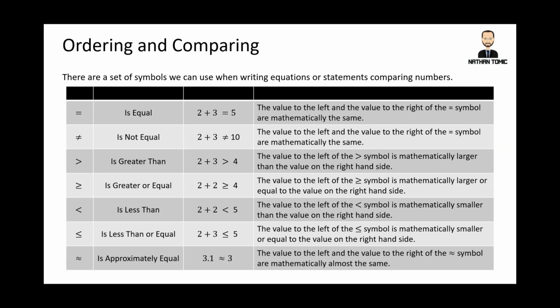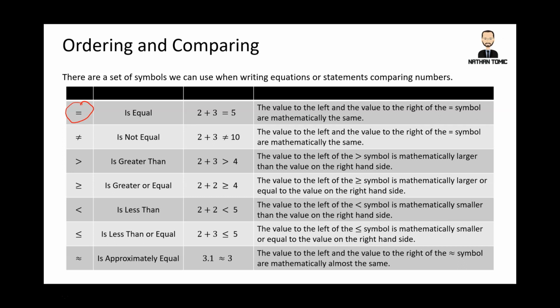Now when we talk about ordering and comparing values, there's a set of symbols that we often use when we want to write out an equation or a statement that makes sense. So here they are going down the left-hand side. The first one is equals. So we are basically saying that two values, one on either side of that symbol, are equal mathematically.